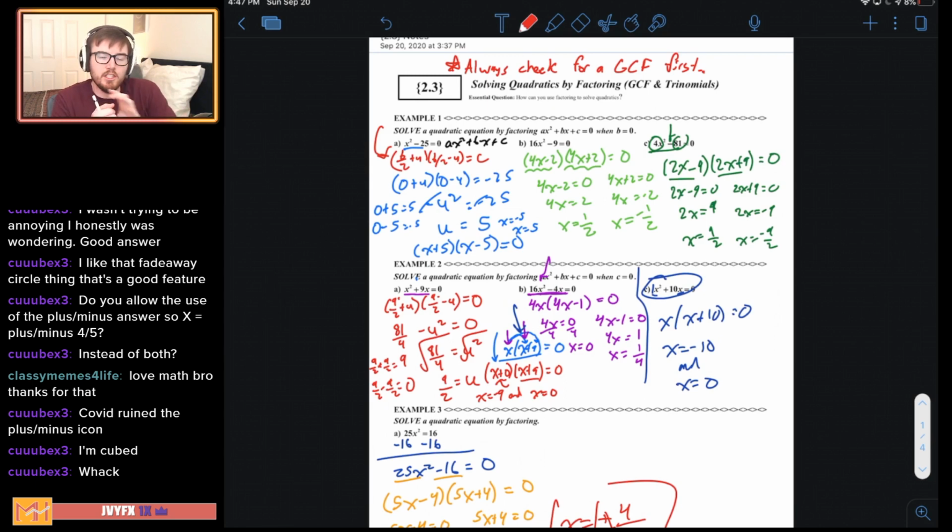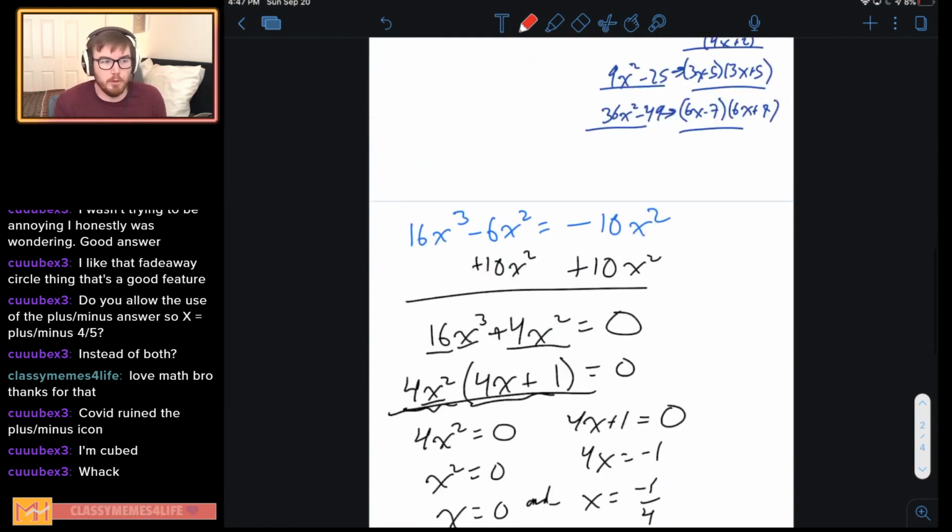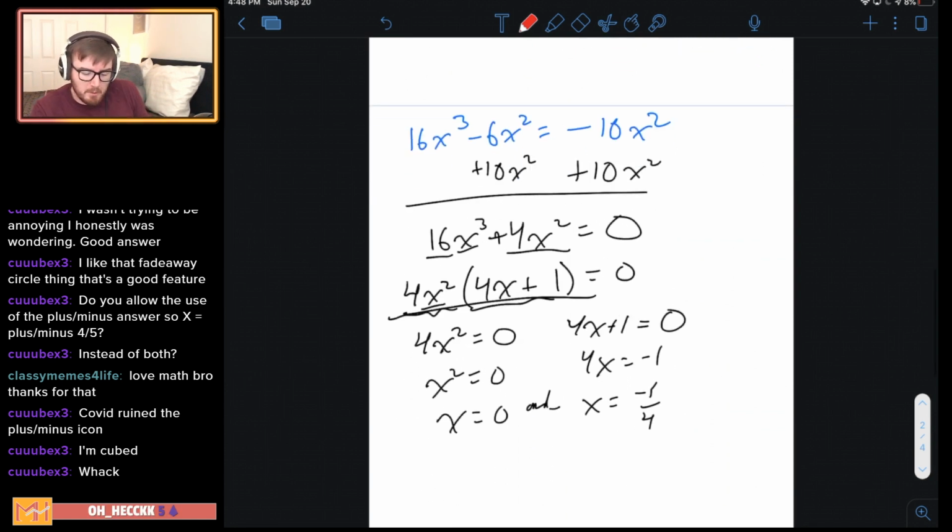And then once you've taken out the GCF, what's left should be easier to handle, and you might be done in the situation of this problem. We were just done. But sometimes you might look at something one way and go, this looks hard. Take out the GCF and you're like, oh, this is easy. And with that last example, I think we're good.